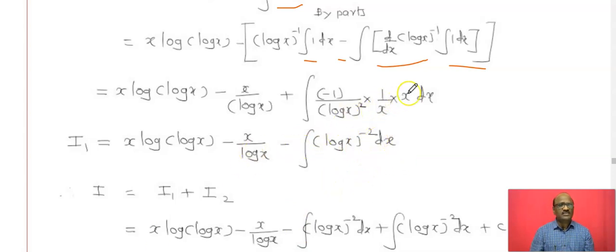Look again, here this x has been cancelled. This minus and plus will become minus, and integral 1 upon log of x bracket square will become integral log of x bracket to the power minus 2 into dx. This is the minus sign.